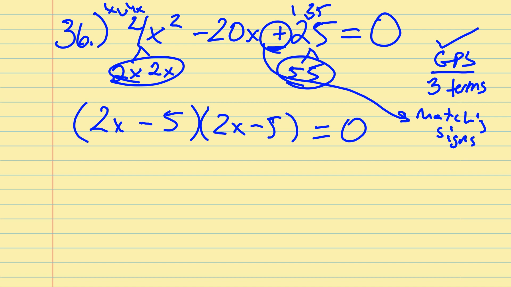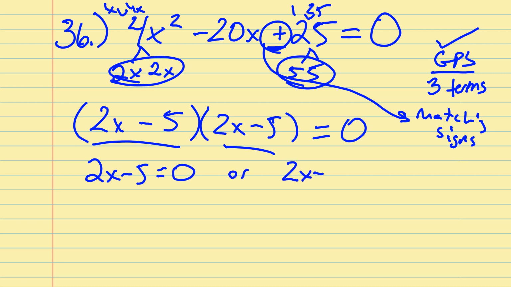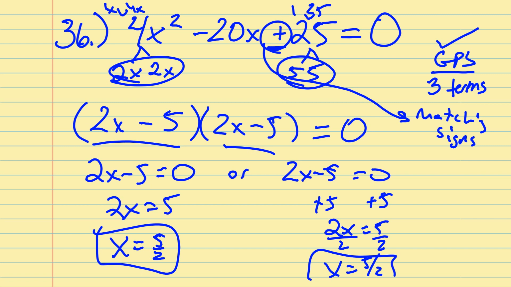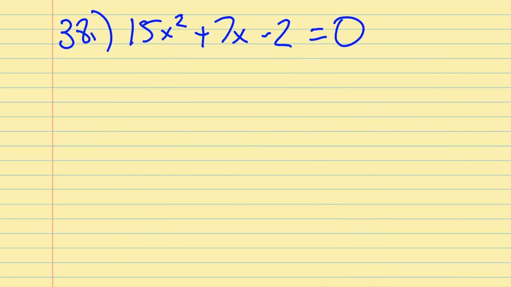Now I have the zero product property, which tells me this or this can be 0, so I say 2x minus 5 equals 0, or 2x minus 5 again equals 0. Add 5, get 2x equals 5, divide by 2, x equals 5 halves. You could put 2.5, I wrote 5 halves. And then I'm going to do this again, even though you don't have to, because it's going to give me the same answer. Alright, and that's it for 36.